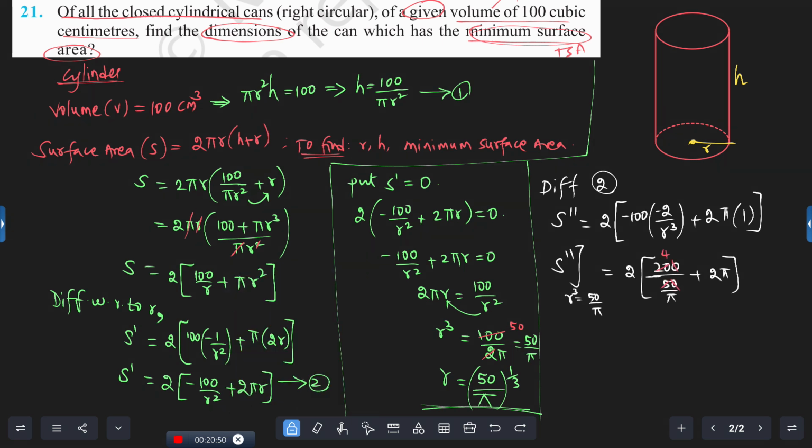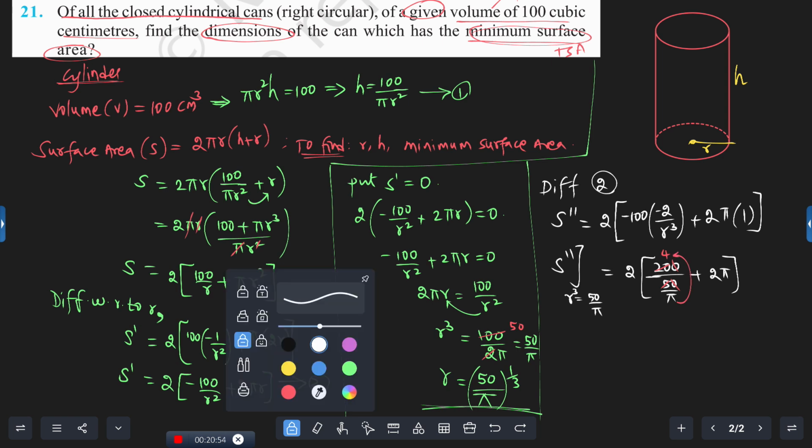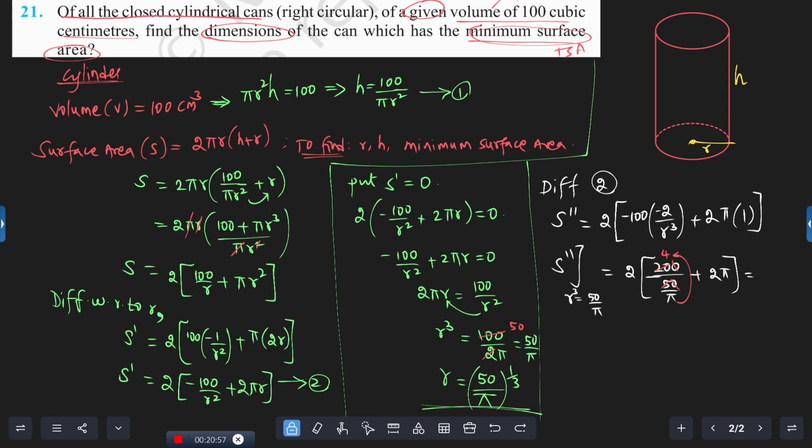1 5 is 4 5 is. Pi will be going to the numerator. Then 4 pi plus 2 pi. Now what I am getting? 6 pi. Outside 1 2 is there. Then 12 pi you will be getting. 12 pi. That's it. Then greater than 0. If you want to simplify, you can simplify. Greater than 0.